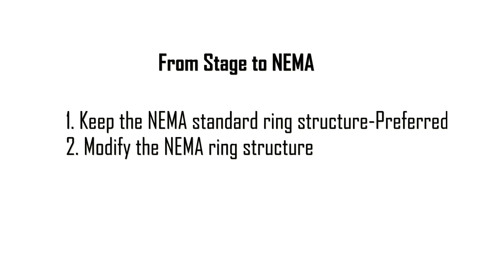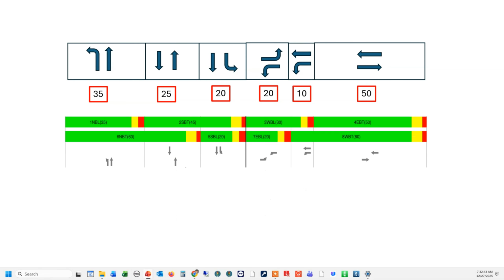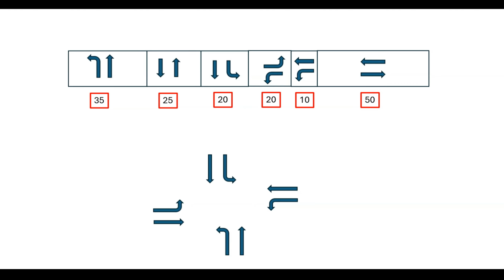I will show you 2 methods. The first keeps the standard NEMA ring structure unchanged, and the second involves modifying the NEMA ring structure. This case is the same as the one shown earlier, and the 8 NEMA phases and ring structure are shown again here. Now let's look at another way to convert the same stage diagram into NEMA phases.